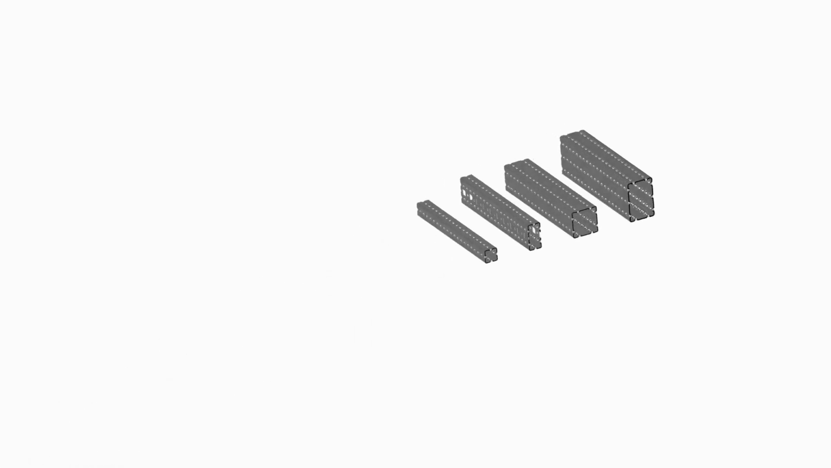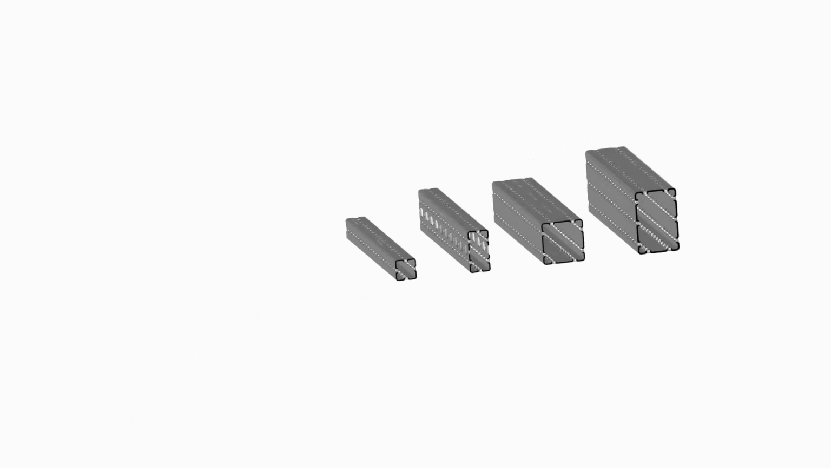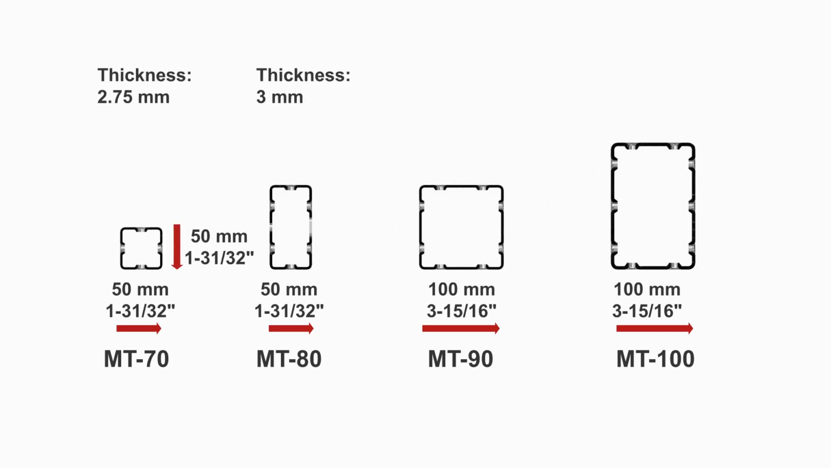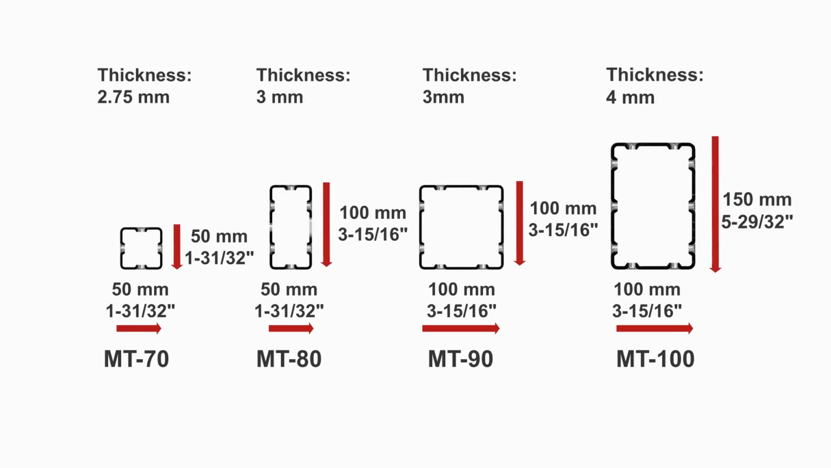The heavy closed channels were developed for heavy loaded 3D structures, long spans, and as backbone of the application mixed with lighter profiles. The portfolio consists of MT70, MT80, MT90, and MT100. The width of the profiles is either 50 for the two smallest or 100 for the biggest, and the height of the profiles is 50, 100 and 150 mm.